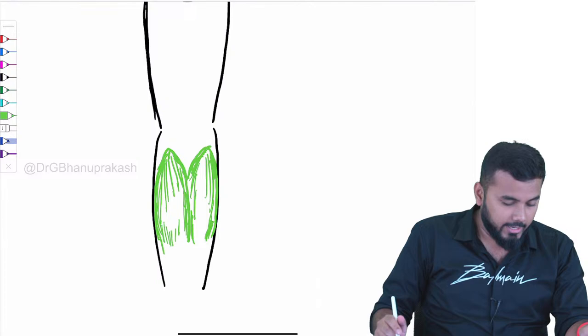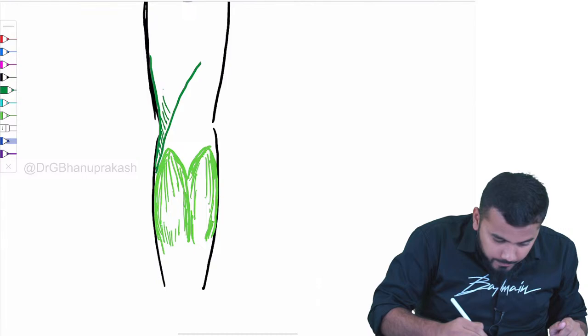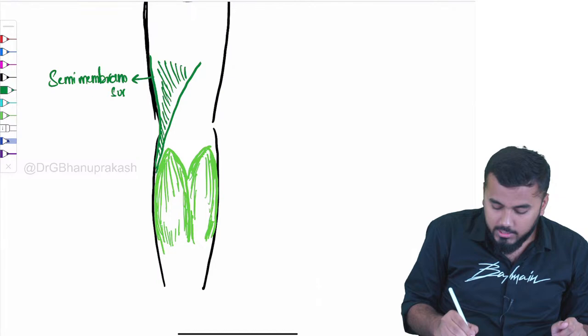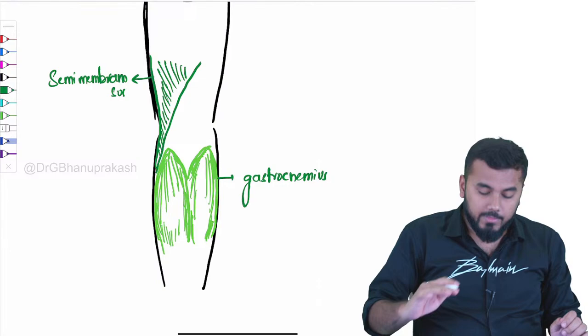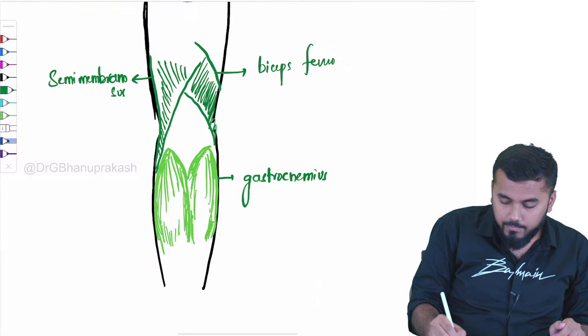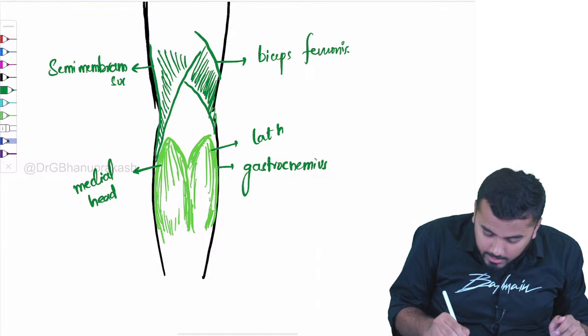Next important thing is that you have got another muscle in this way. Look here. This is the back of the thigh muscle, called semimembranosus. And this is called your gastrocnemius. Next, you have got another muscle like this, called biceps femoris. Let us say this is the medial head of gastrocnemius and this is the lateral head of gastrocnemius. Very good, Benedict. It is part of the hamstring muscle.